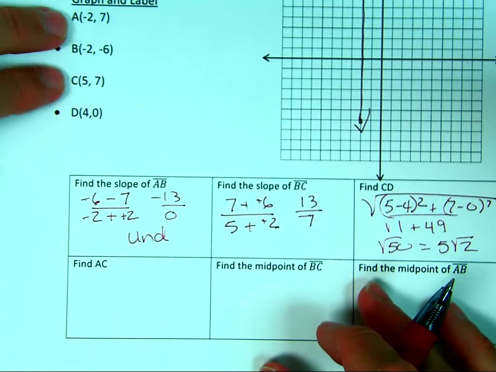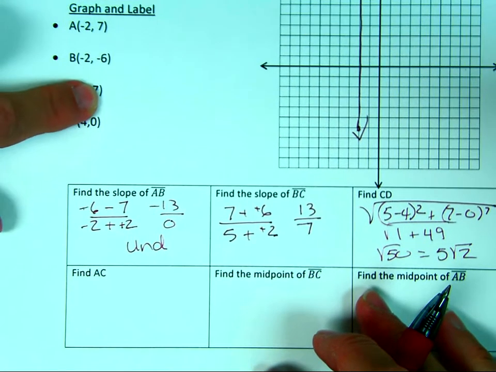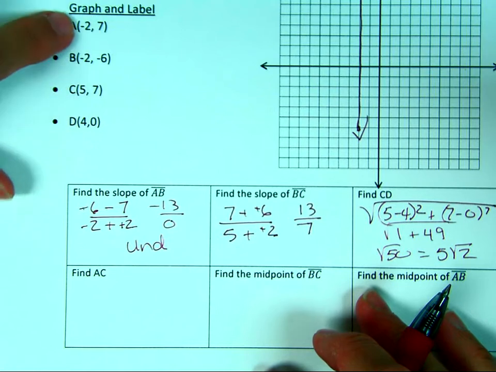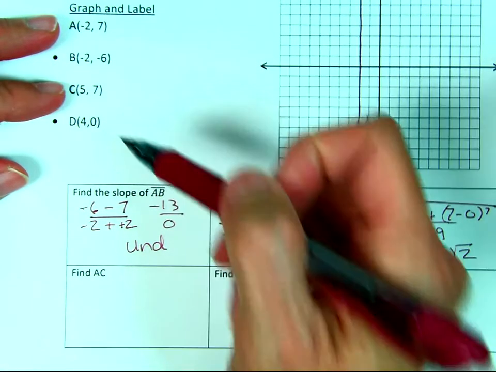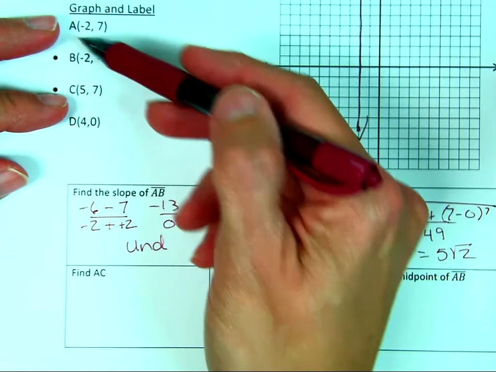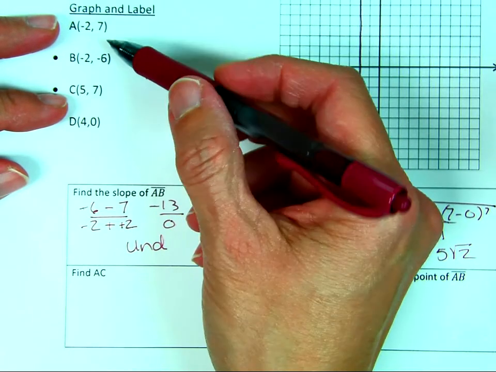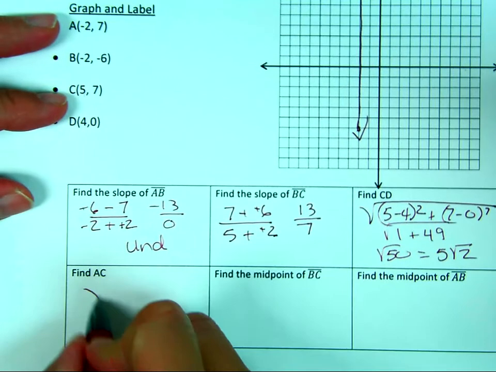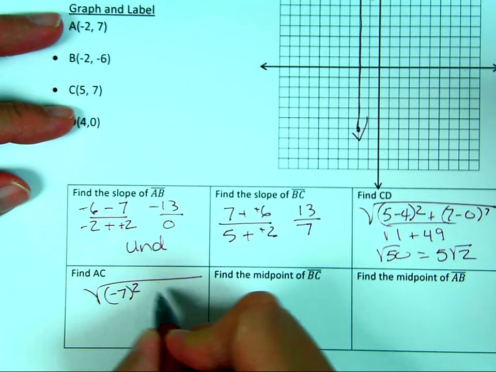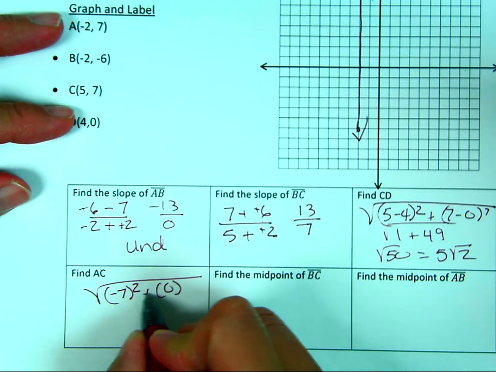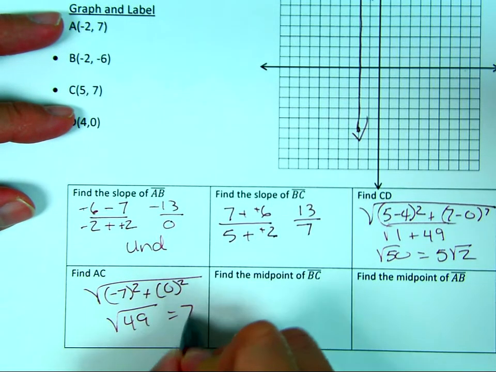A and C. What I notice is that the 7s are the same, so that means I'm on that same horizontal line. So you don't always have to use a distance formula if you notice that either the y's or the x's are the same. You just have to kind of count between these two. What's the distance between 5 and negative 2? That's 7. So I know the distance is 7, but if I wanted to do that out, I'd say negative 2 minus 5, which is negative 7, and then 7 minus 7, which is 0. I'd square both of them, add them, and I get the square root of 49, which is 7.